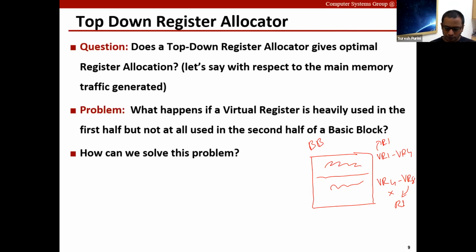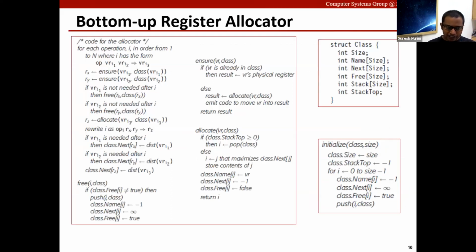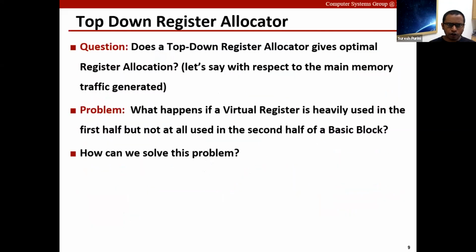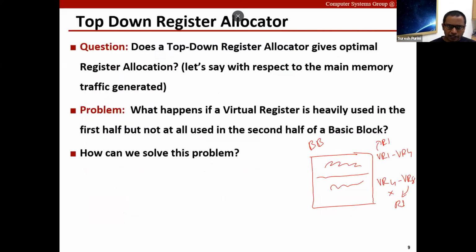So how do we solve this problem? There is an algorithm called the bottom-up register allocation algorithm. Let's see how that algorithm works. I'll use a whiteboard to explain this. What we have is a sequence of instructions. This is our basic block. Let's say we have an add instruction, a subtract instruction, add again, add again, add again, like that.